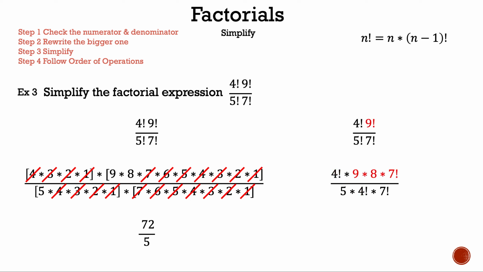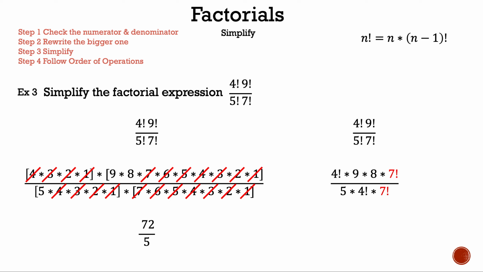Next, we rewrote 9 factorial as 9 times 8 times 7 factorial because 9 minus 1 is 8 and 8 minus 1 is 7. But why did we stop at 7 factorial? Because there's a 7 factorial in the denominator.